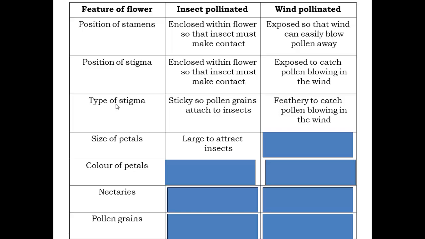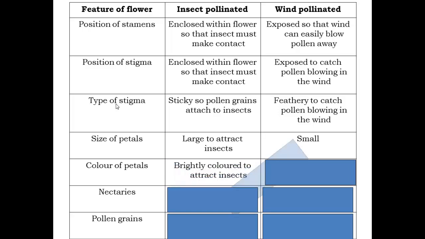Insect pollinated flowers have large petals. Wind pollinated flowers have small petals. And insect-pollinated flowers have petals which are brightly coloured versus dull-coloured ones in wind-pollinated.